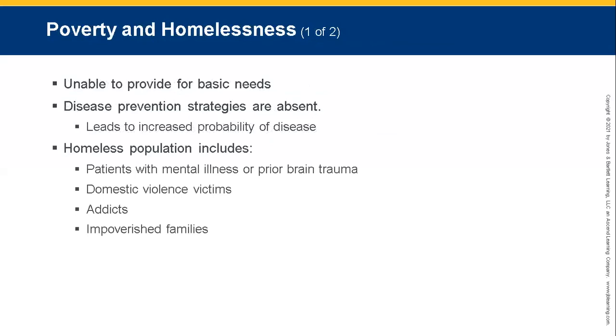Poverty and homelessness. These patients are unable to provide for basic needs. They're not in a position to meet their basic needs. Disease prevention strategies are absent, and it puts them at risk for an increased probability of acquiring chronic illnesses or diseases. The homeless population includes patients with mental illness or prior brain trauma, domestic violence victims, addicts, and impoverished families.